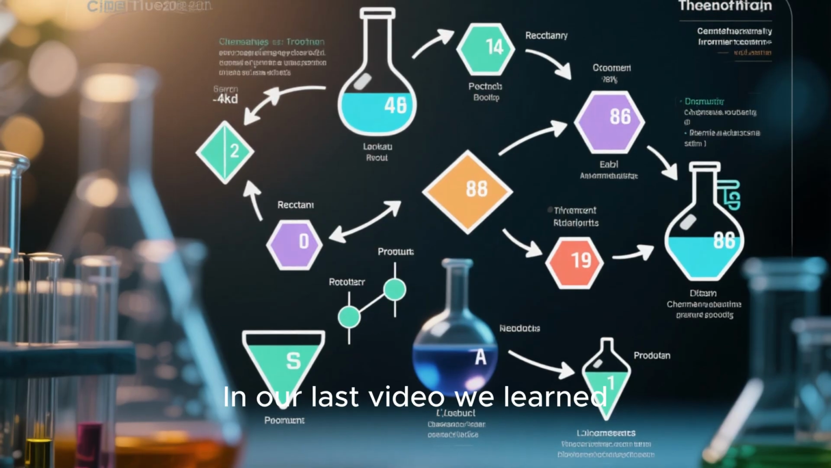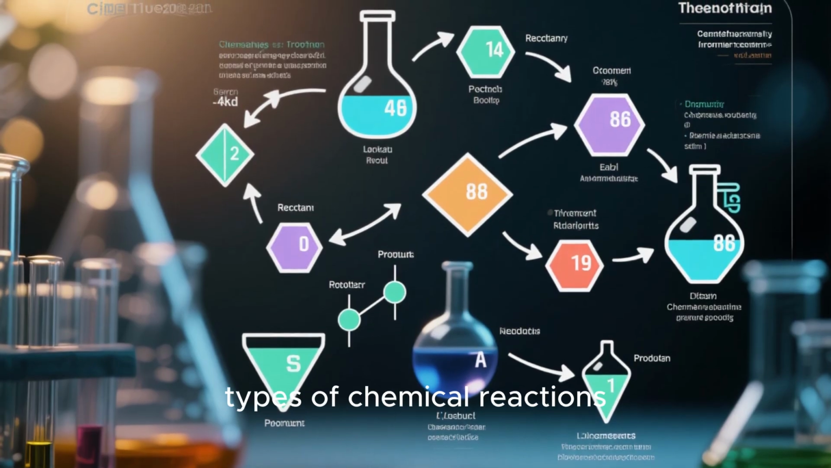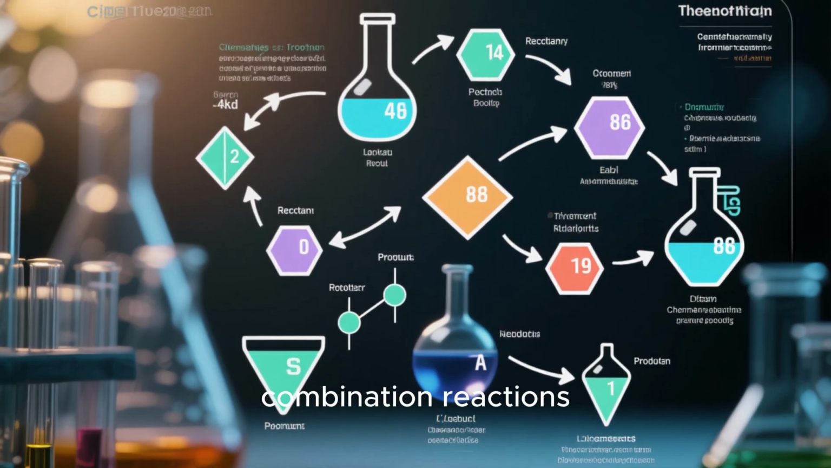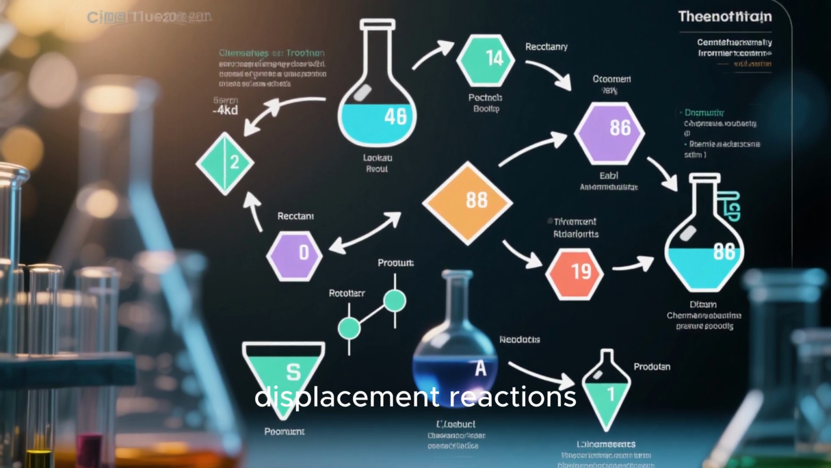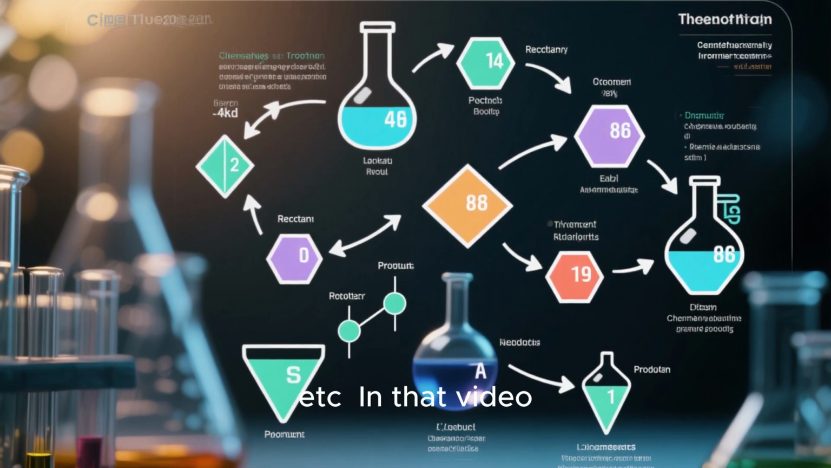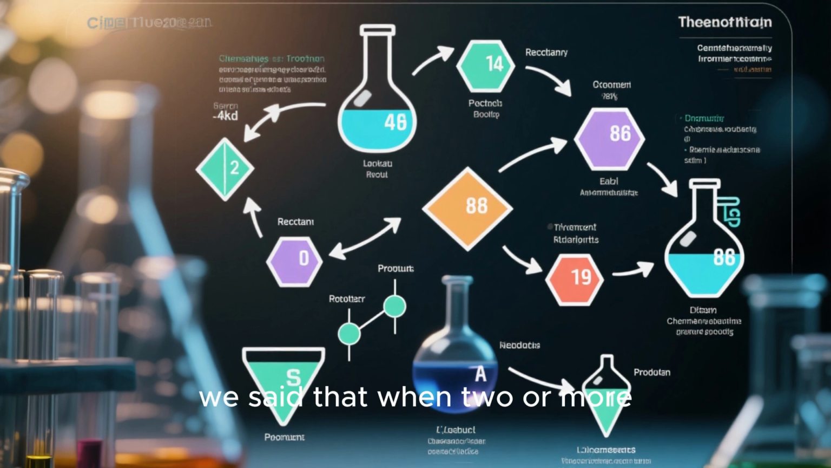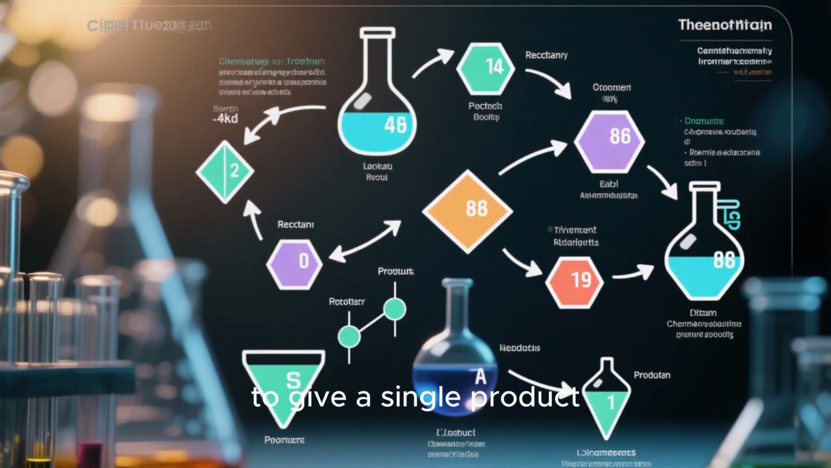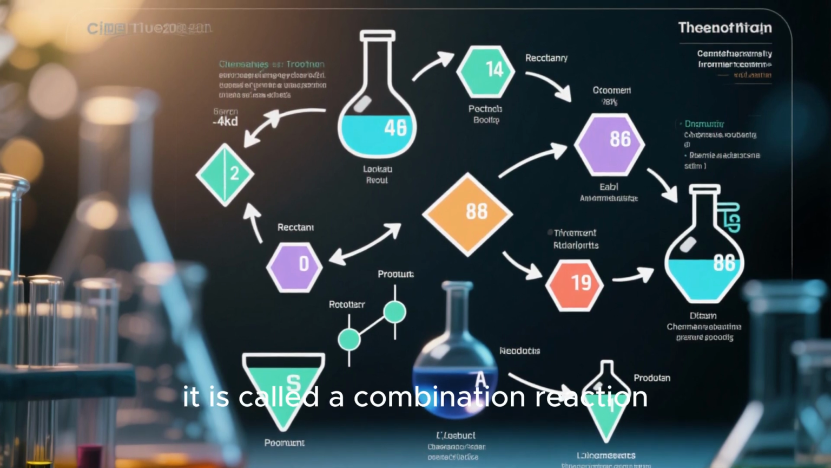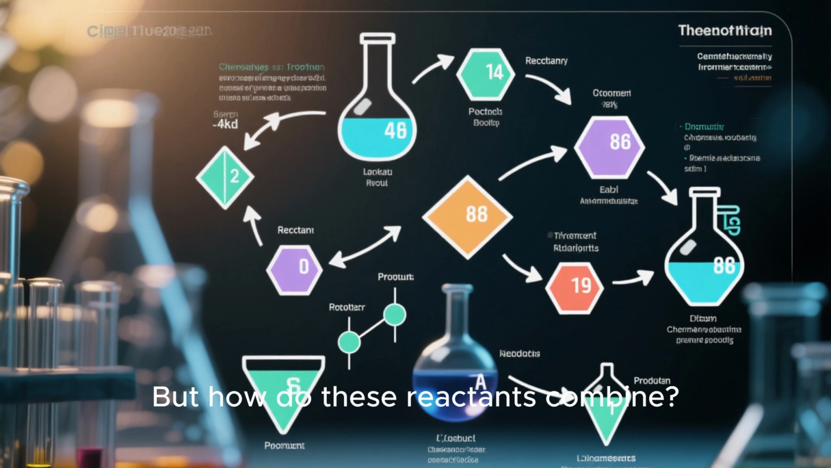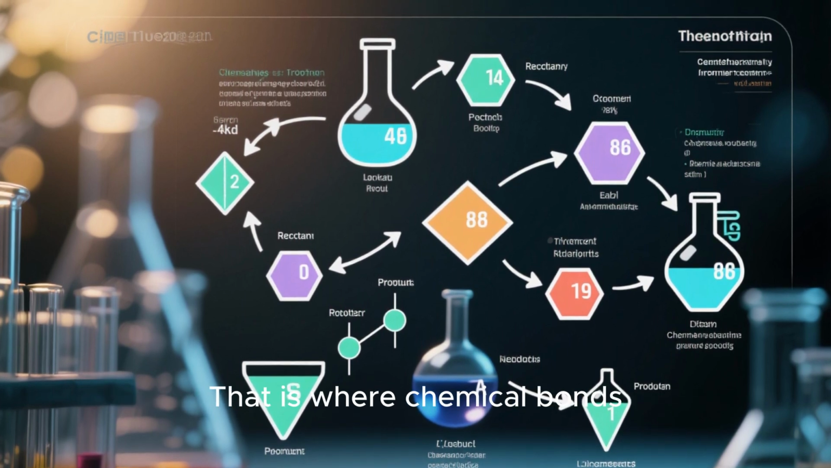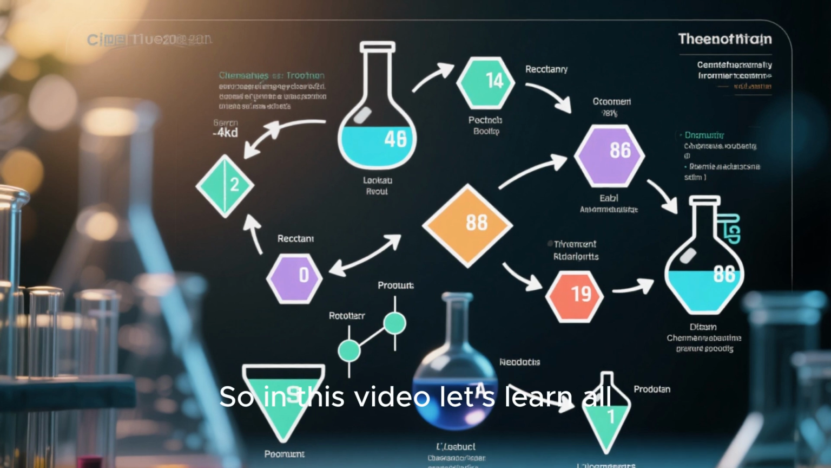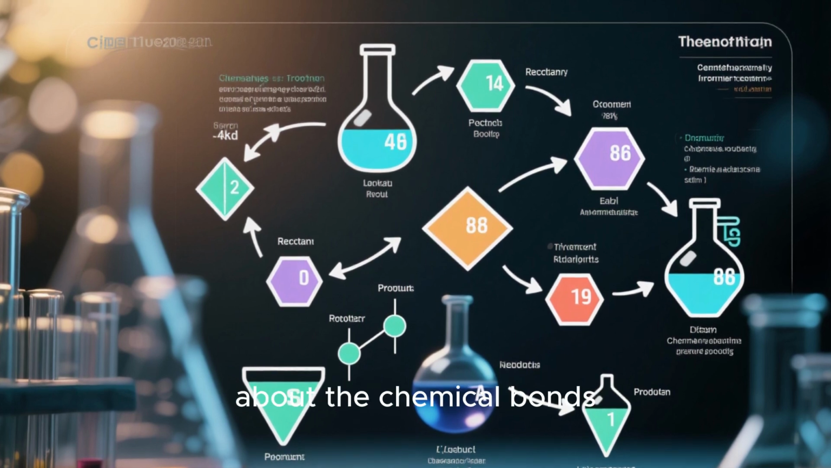In our last video we learned about the different types of chemical reactions. We learned what are combination reactions, decomposition reactions, displacement reactions, double displacement reactions, etc. In that video we said that when two or more reactants combine to give a single product, it is called a combination reaction. But how do these reactants combine? How do they combine to give a new product? That is where chemical bonds come into the picture. So in this video let's learn all about chemical bonds.